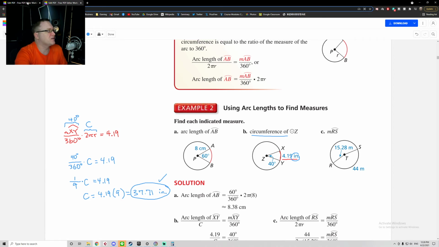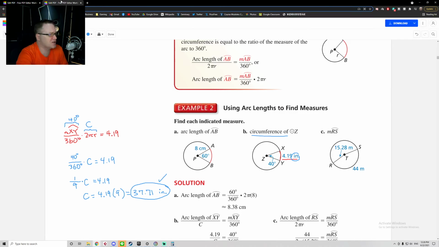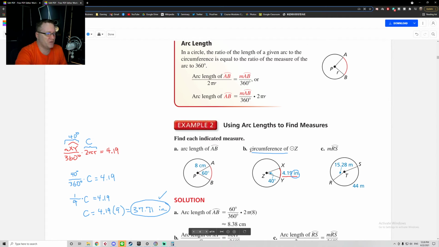Oh, real quickly, I think I forgot on this one, I didn't put the unit. Here is inches, so this is also inches. Make sure you always put units down. All right, good. So that's how you do this one when they want to find the circumference. All right, let's look at another one.